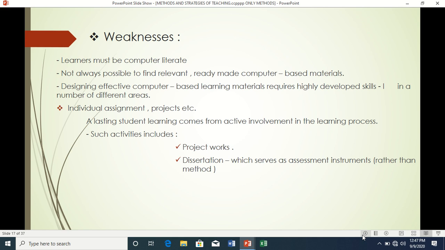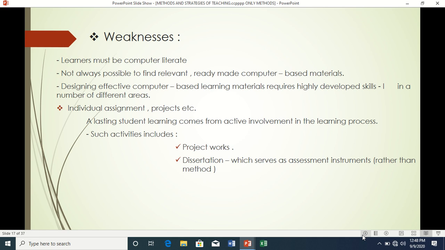Individual assignments and projects also. If an individual is given an assignment on a computer to work on a project, it is not easy. A lasting student learning, we agree, comes from active involvement in the learning process. And such activities can include project works, dissertation, which serve as assessment instruments rather than method.